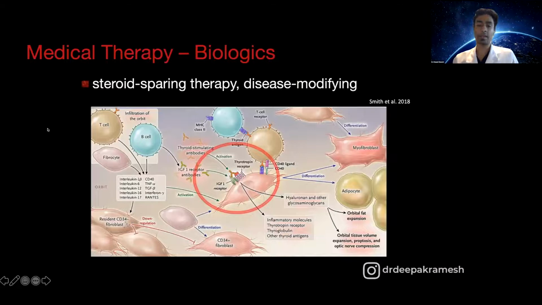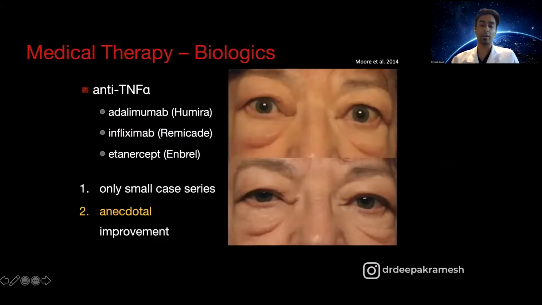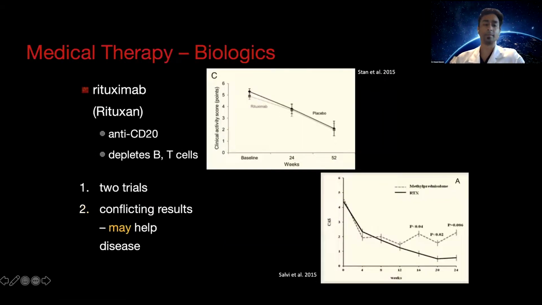And then let's move on to biologics, which is really quite exciting. So there are a lot of different types of biologics. So there's anti-TNF alpha inhibitors, Humira, Remicade, Enbrel. There are anecdotal case series which show some mild improvements here. Rituximab is interesting because there were 2 trials, one American and one European, that came out at the same time. And one showed that rituximab had no effect, and one showed that rituximab helped with thyroid eye disease. And there were differences in the populations between these 2.